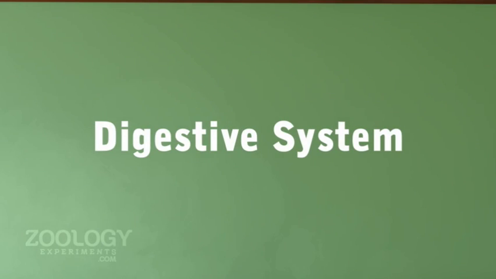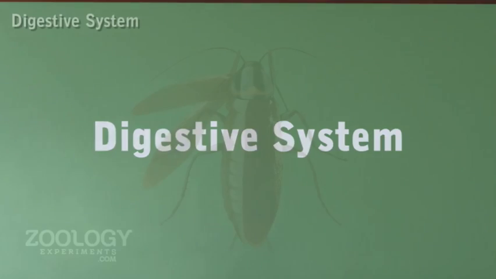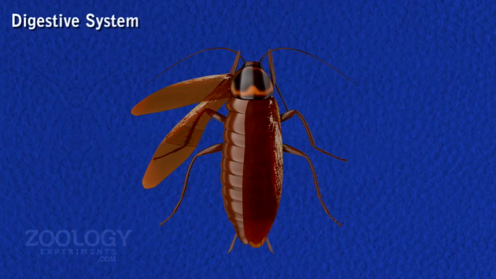Digestive system. This is the most prominent organ system in the body. It includes the mouth parts, a long alimentary canal, and a pair of salivary glands.